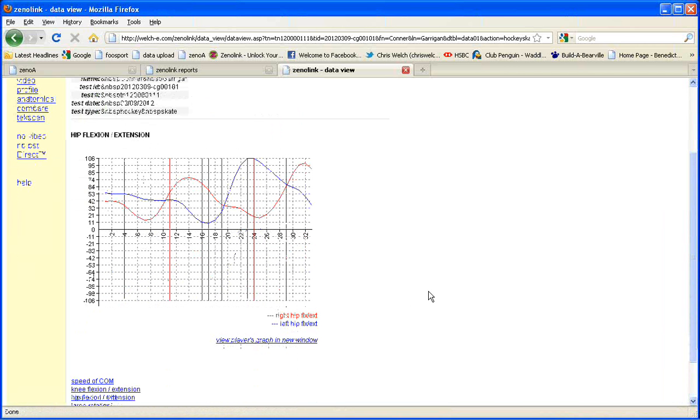Hip flexion extension looks about the same. There does look like there might be a little bit of limitation on the right side as far as hip flexion extension goes, so that's something we want to watch. That may be minor, but it may be playing a role in pelvic rotation and some of the breakdowns we see with respect to dynamic core loading or that torso counter torquing.